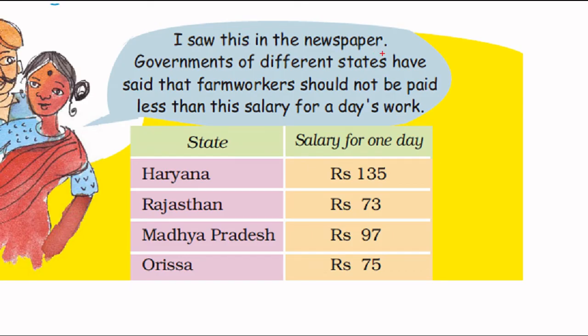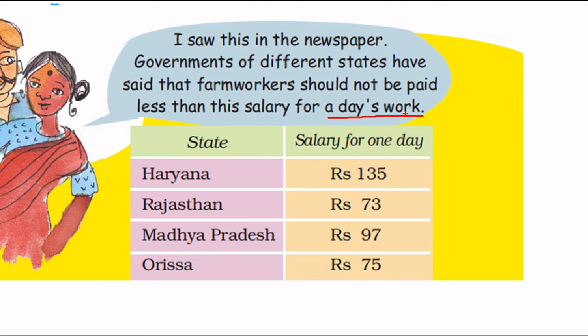I saw this in a newspaper. Governments of different states have said farm workers should not be paid less than this salary for a day. Okay. So why does the government decide the salary of a farm worker per day or any other labor per day? In order to prevent exploitation. So the government has decided, so that other people will not exploit the laborers.